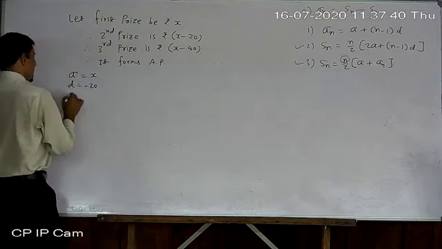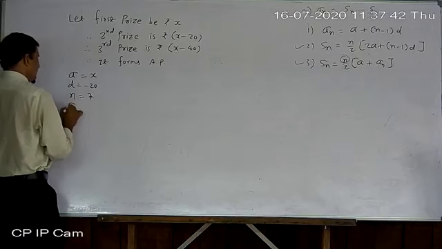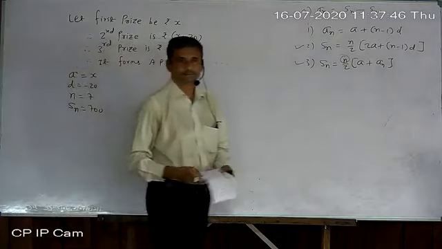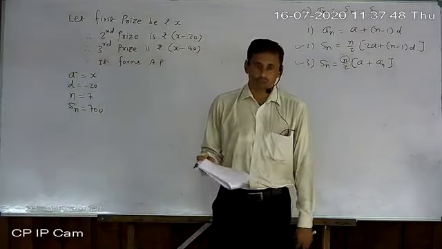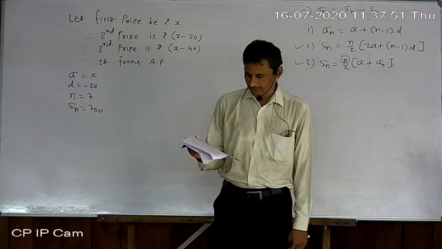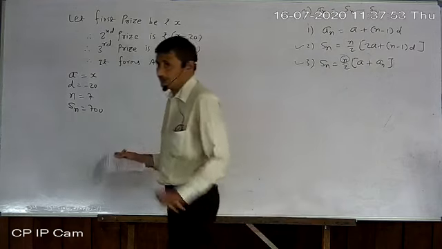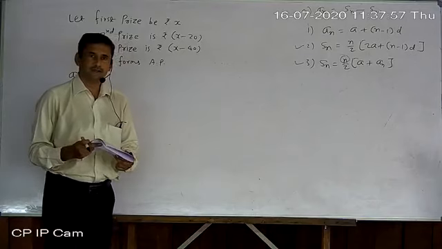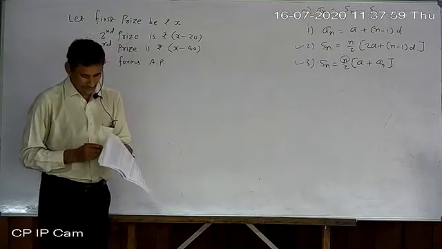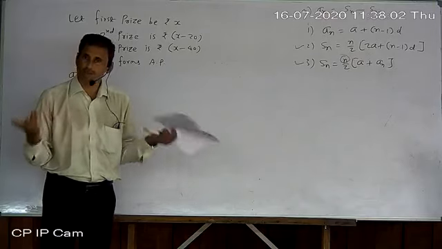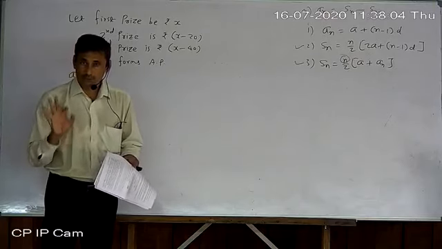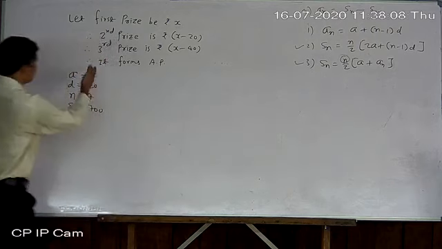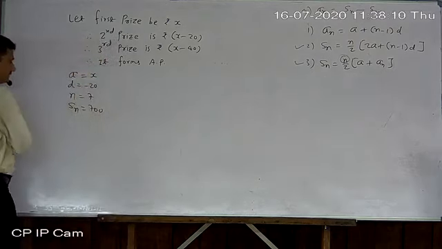How many total prizes are there? 7. What is given? Sn. Why Sn? Because the total of all prizes is given, 700. Okay, in 7 cash prizes, not all of 100 and 100. Don't understand it that way. A cash prize of 100 each would be 7 into 100, 700. 7 prizes, total 700, not that way. All are not of equal value. Okay, so this is our list.